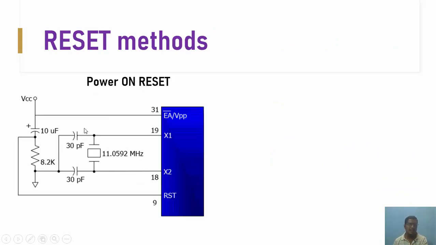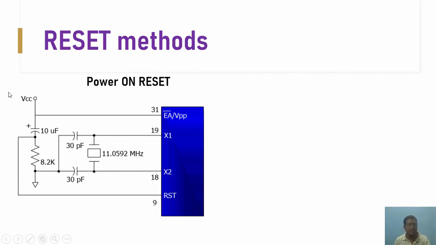Now, when we talk about reset methods, there are 2 ways by which we can reset a microcontroller. The first one is called power on reset, and this is the diagram for power on reset. A power on reset circuit ensures the system power supply stabilization at the correct voltage level. How is this power on reset circuit prepared? Simple. We have one capacitor C with a value of 10 microfarad and a resistor R with a value of 8.2 kilo ohm. And this signal is given to pin number 9, that is the reset pin.